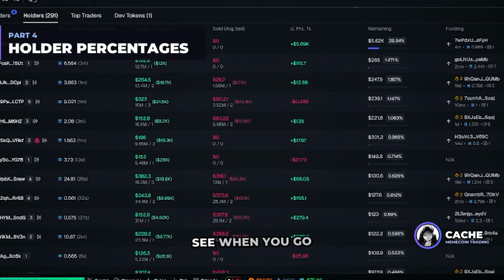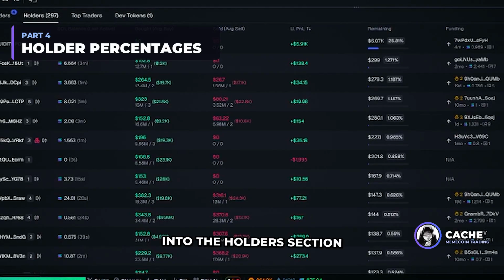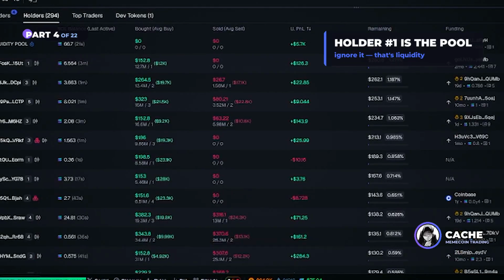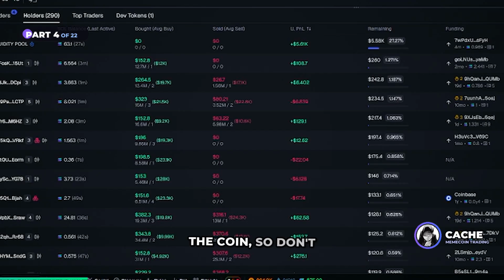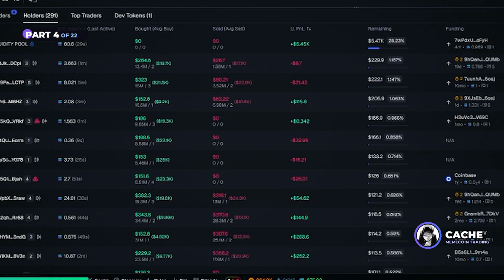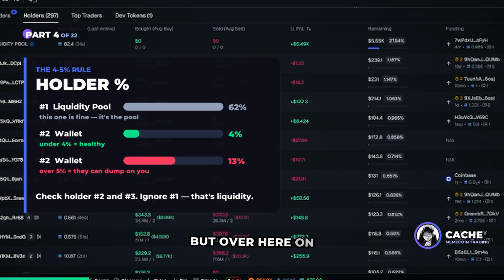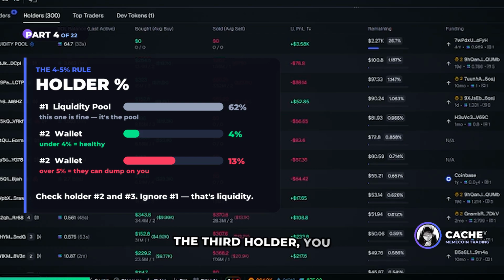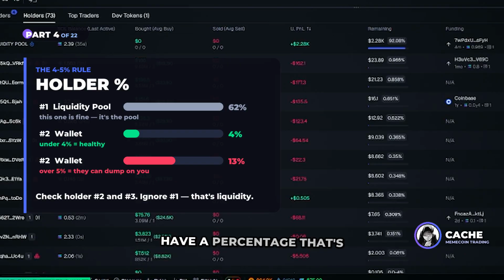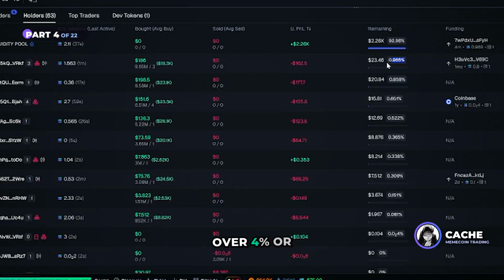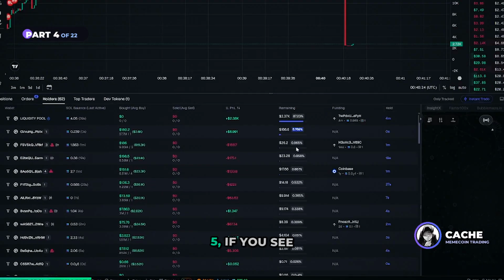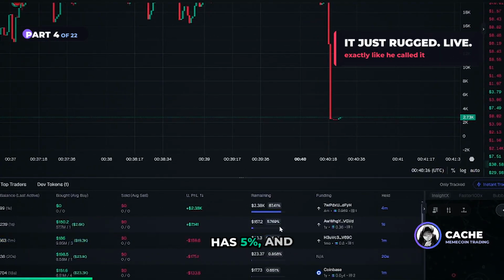Alright, as well, we'll go into some other basics here, boys. As you can see, when you go into the holders section that we are still on, you'll see the remaining. Number 1 will most of the time be a liquidity pool, and this is just liquidity for the coin, so don't look at this number. But over here on the second and the third holder, you never want them to have a percentage that's over 4% or 5%. If you see a lot of them, like look, now somebody has 5%.